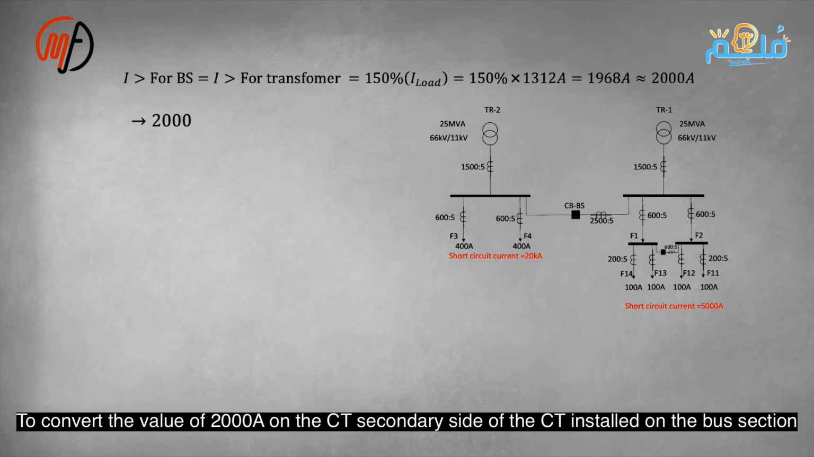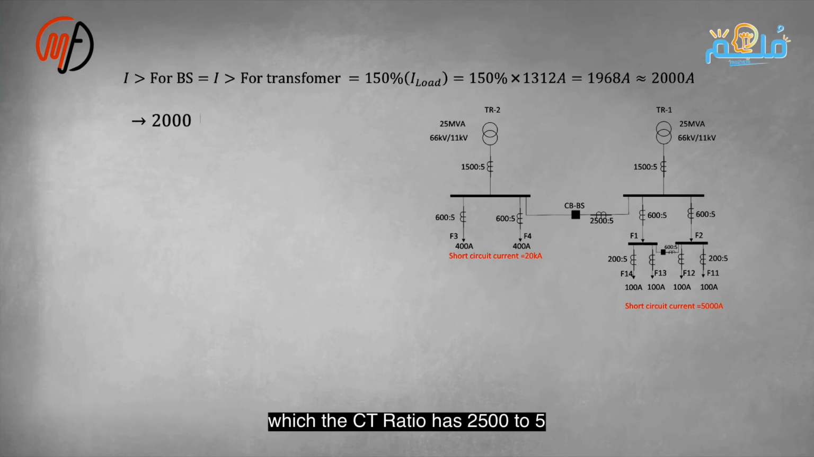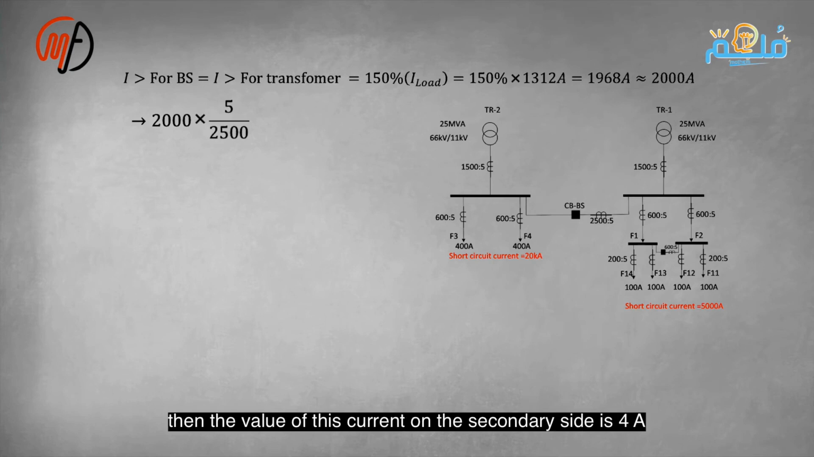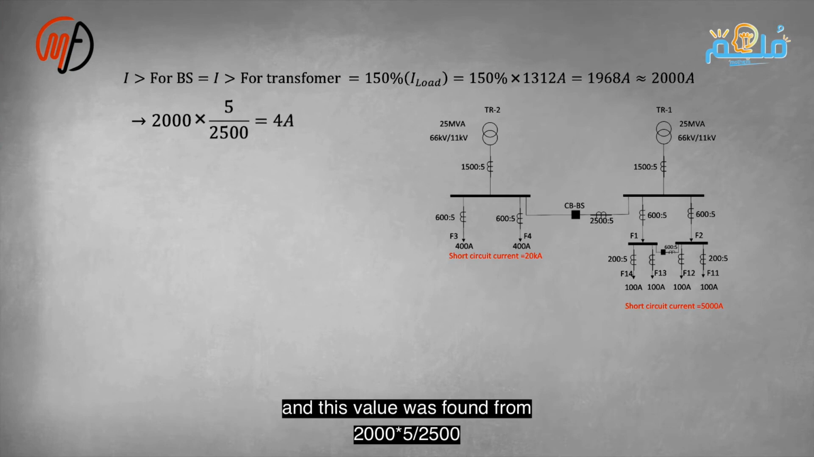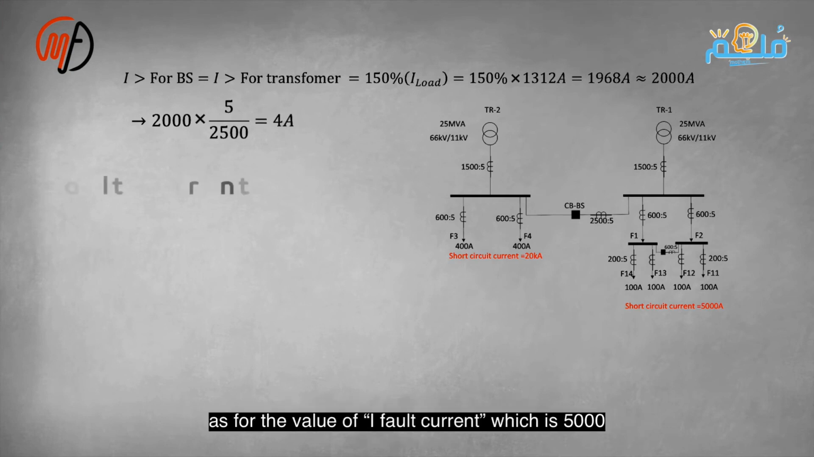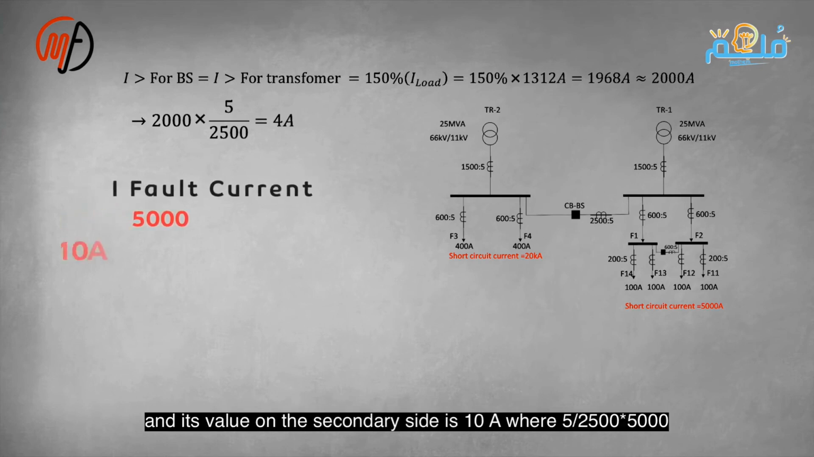The I fault current of 5000 amps converts to 10 amps on the secondary side, calculated as 5000 x 5 / 2500. The trip time exceeds feeder trip time by 200 milliseconds. The bus section circuit breaker's trip time is 0.505 plus 200 milliseconds, totaling 0.705 seconds. Coordinating with feeder trip times ensures proper timing. The value is 10 amps. The trip time is 0.705 seconds, coordinated with feeder times.